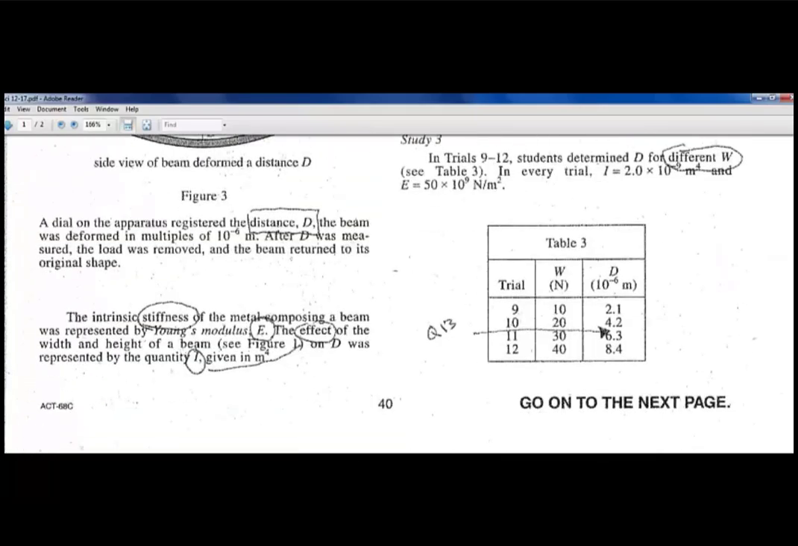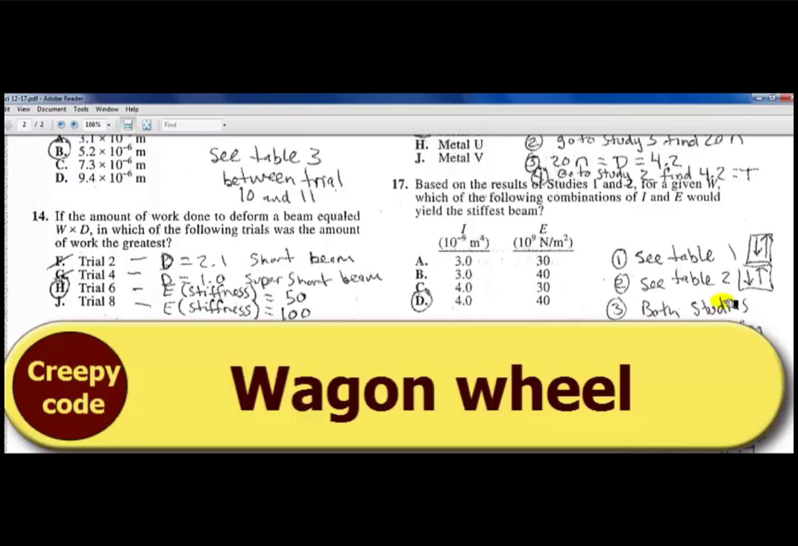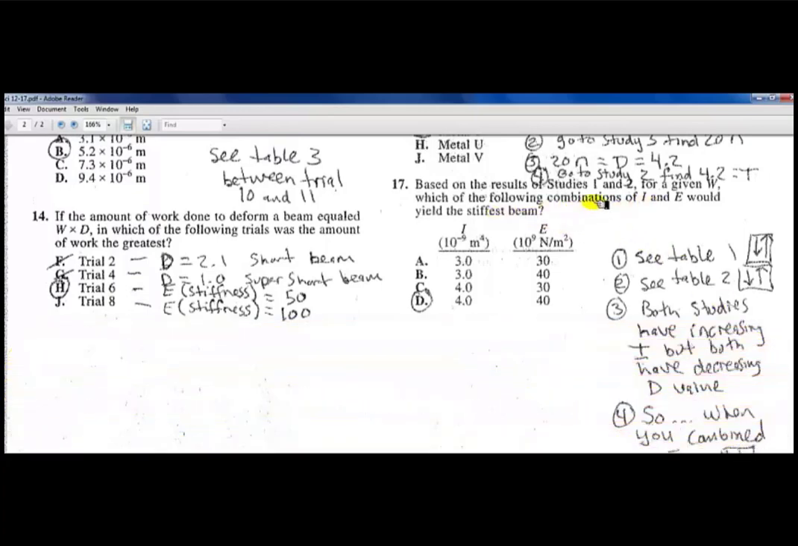So when you come over here, in the answers, what are we looking for here? Which one would yield the stiffest beam? The stiffest beam would have the highest E, which is the size, 3344, and the E is the stiffness. The stiffness would be the greatest, so you have 40 here or 40 here.